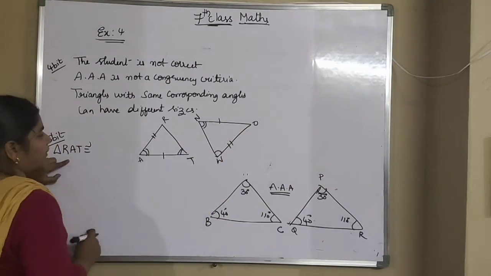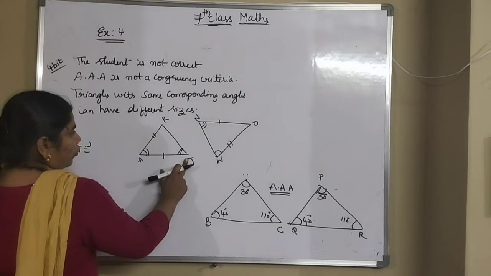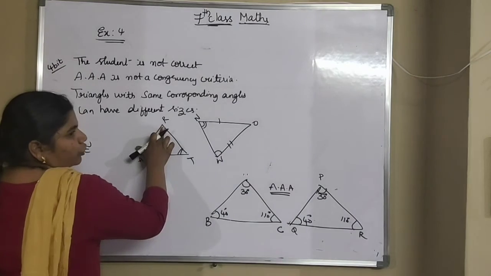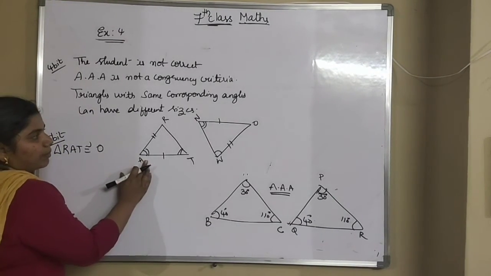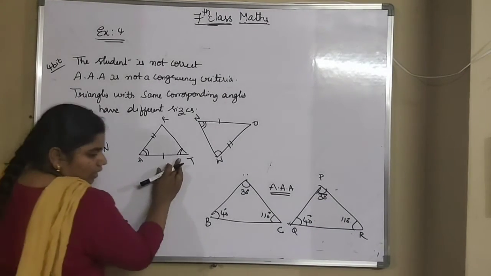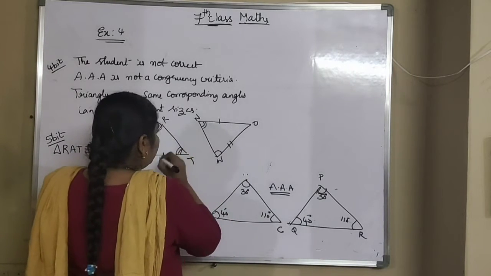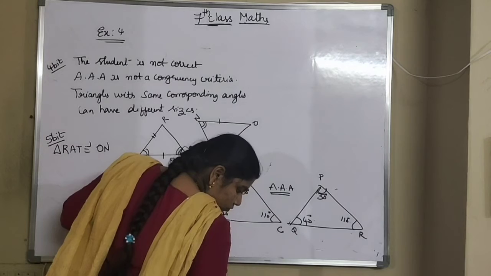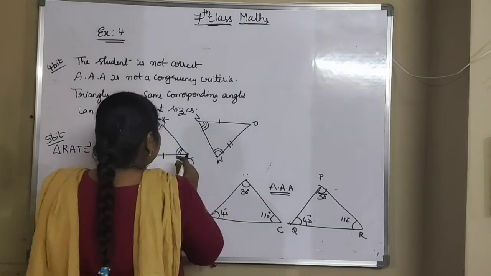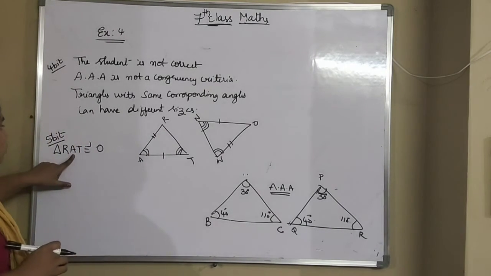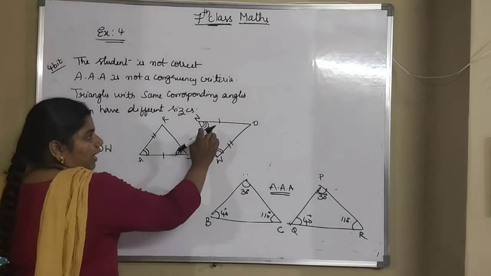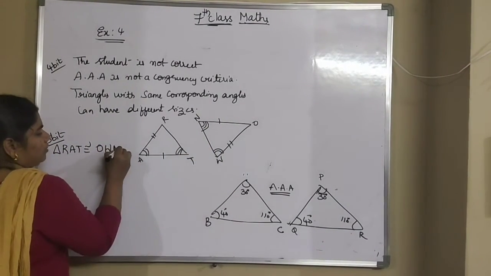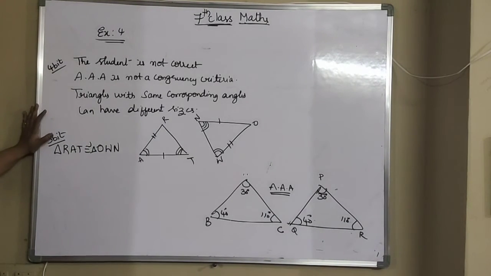So triangle RAT is equal to, here we will write O. R is not having any mark, and for O also you don't have any mark, so O. Next, A is having a double mark, so it will be W. T is having a triple mark and N is having a triple mark. So the blank here is triangle OWN.